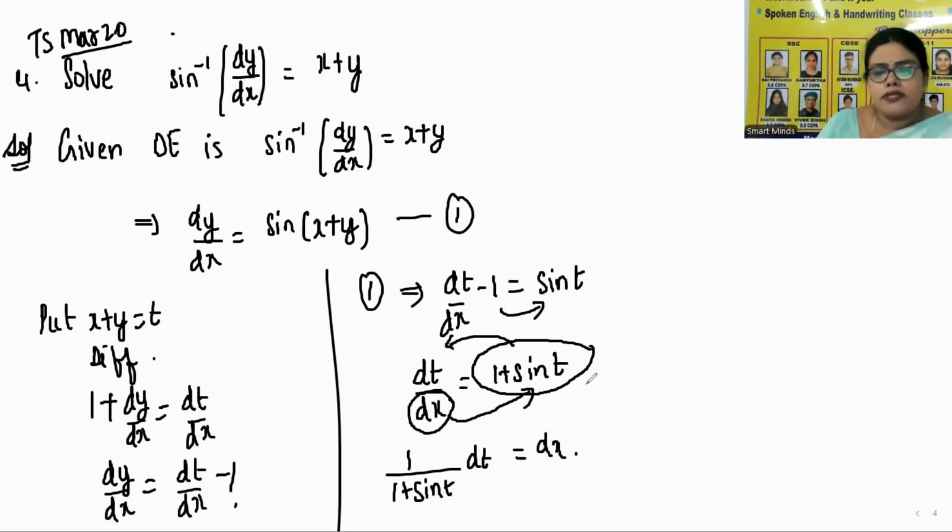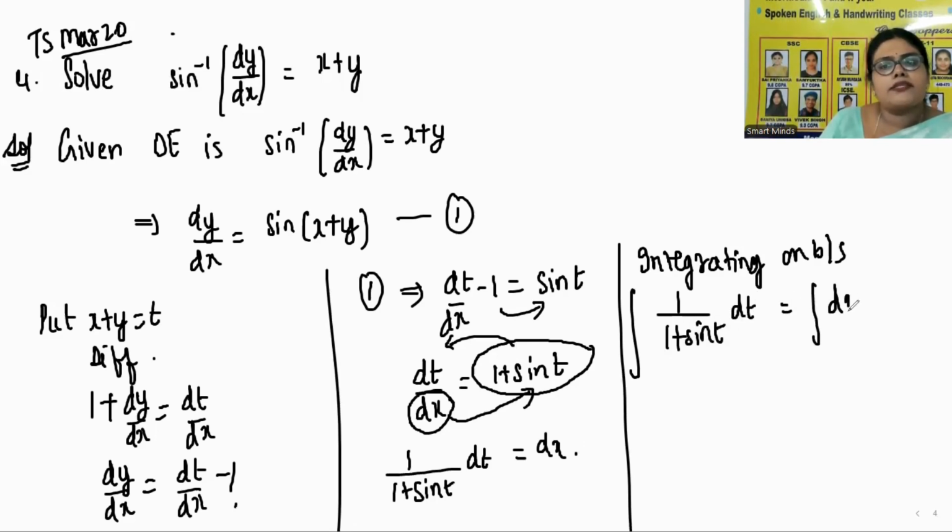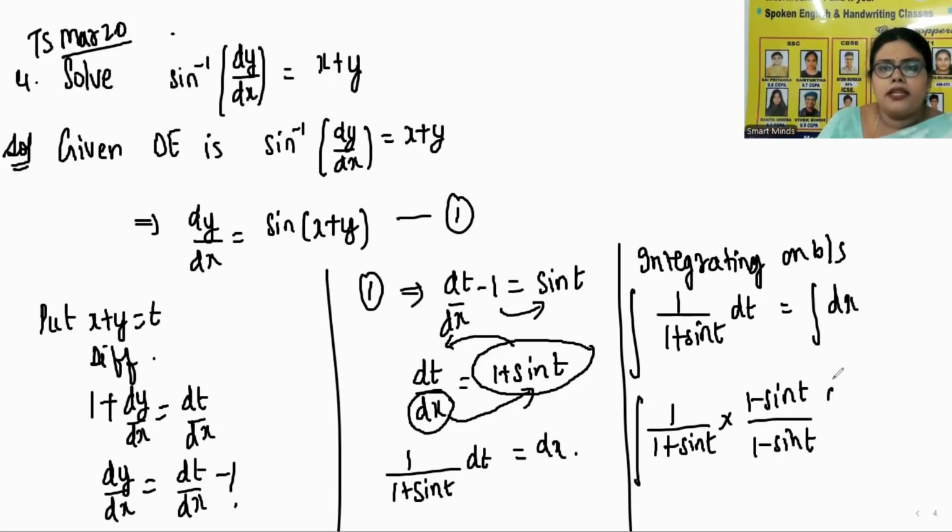Now how to solve this? Let us integrate on both sides now. So as you get dx and dt on both the sides, we will integrate on both sides. So we will get integral 1 by 1 plus sine t dt is equal to integral dx. We don't have any formula for 1 by 1 plus sine t. So what to do? Rationalize it. So how to rationalize? 1 by 1 plus sine t multiplying and dividing by 1 minus sine t by 1 minus sine t. This is called rationalizing. Dt is equal to integral dx.